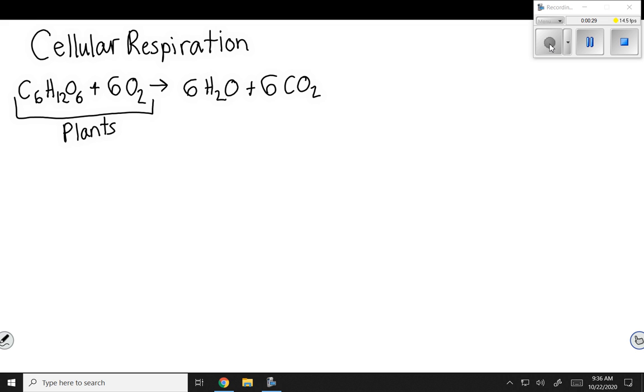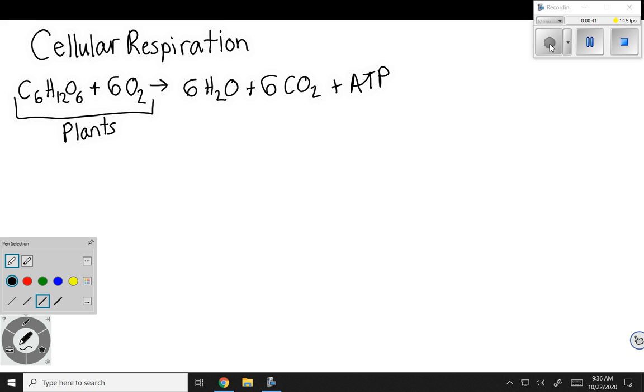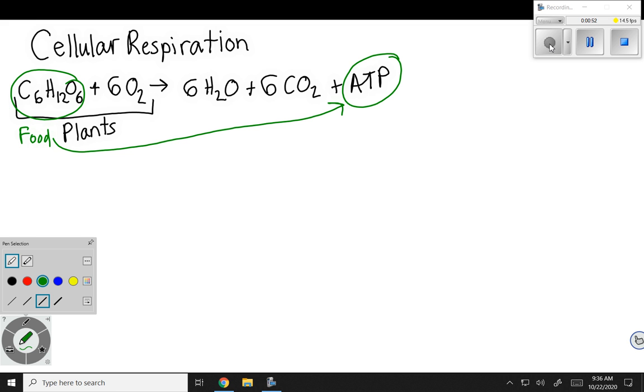And then our body is going to turn it into water that we pee out, carbon dioxide that we exhale, and also ATP energy. So the overall purpose of this is to create ATP energy. We are taking the food that we eat and converting it into chemical energy that can be used by our cells.